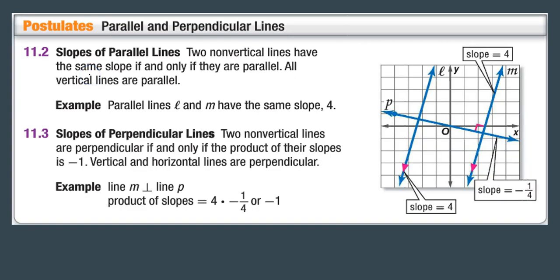Alright, so slopes of parallel lines. Two non-vertical lines have the same slope if and only if they are parallel. So same slope means that we have parallel lines. And all vertical lines are parallel. Vertical is straight up and down.